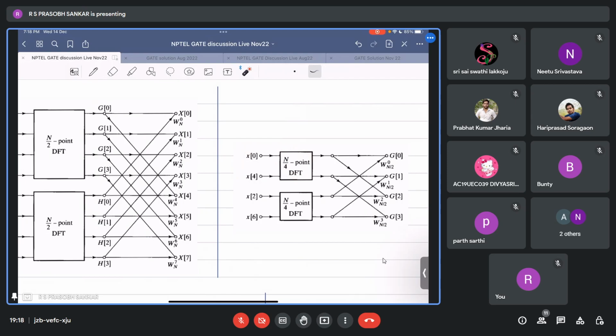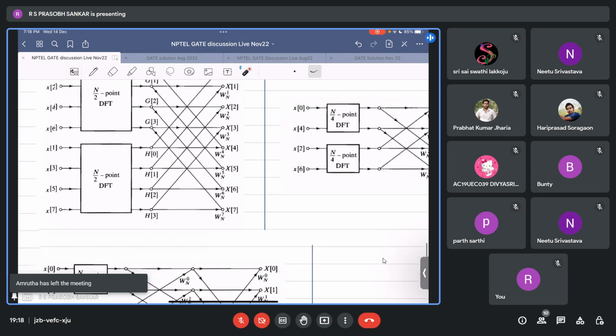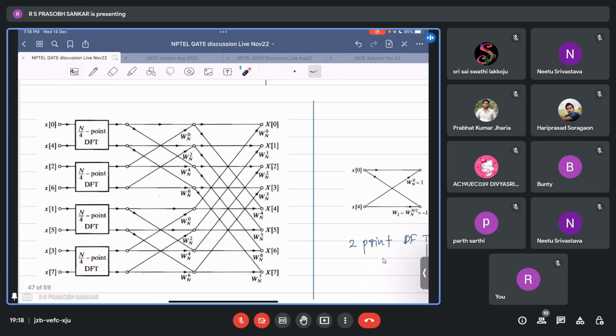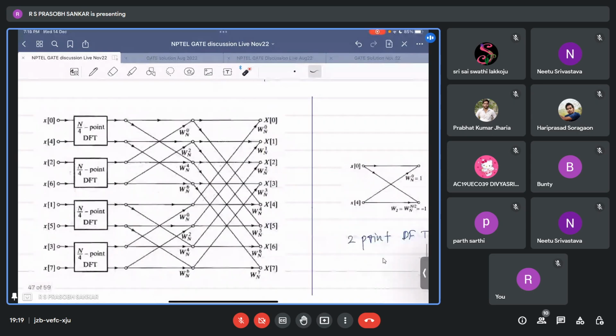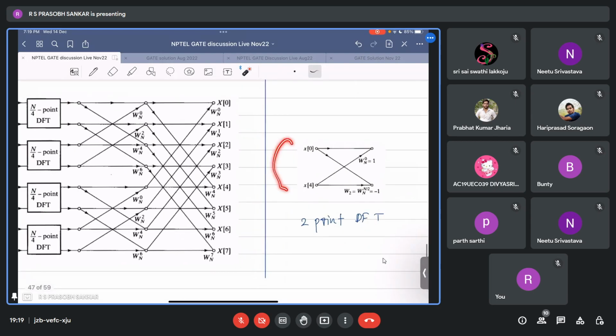So we keep on doing this till we end up with 2 point DFTs. That's the idea. The overall picture is like this. We have the input, we have n by 4 point DFT, then we do something over here, something else over here, and so on. In general, it looks something like this. Finally, we will reach the point where we have 2 point DFT.